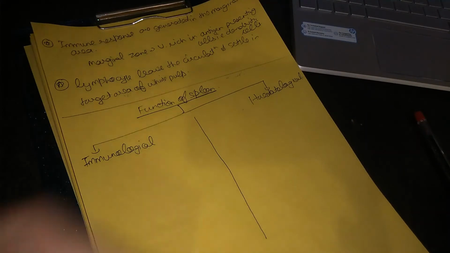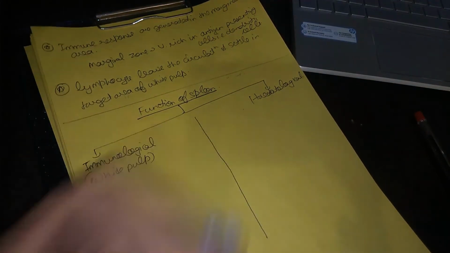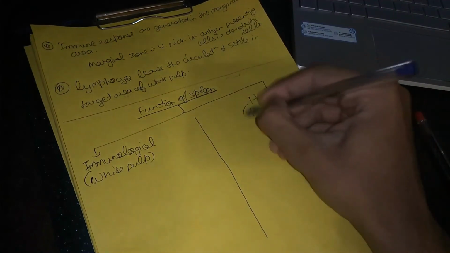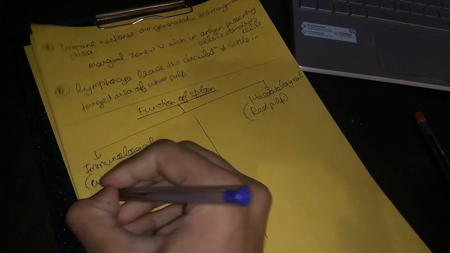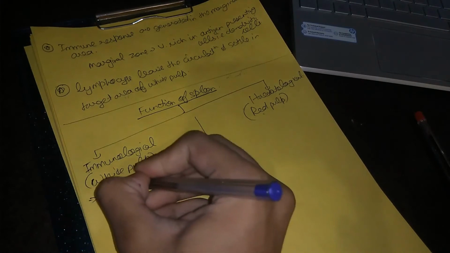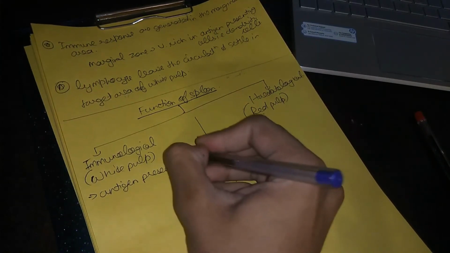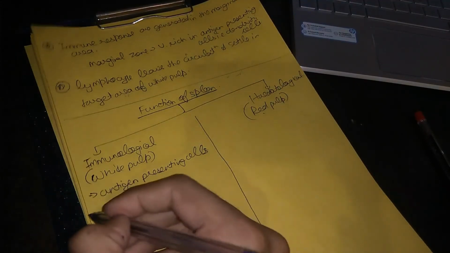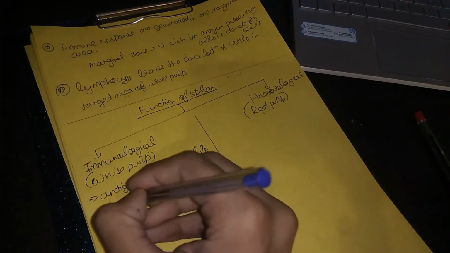This is the white pulp where B cells and T cells are concentrated. This is the red pulp where RBCs are present. WBCs are also present, platelets are also present. This is the antigen presenting cell, that is dendritic cell, and this is housing T cells and B cells.